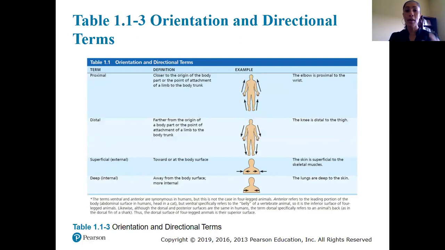Distal is just the opposite. Distal is referring to a body part that is further away from the attachment point toward the body trunk. So the example that the book gives you is the knee is blank to the thigh. So think of the knee and then your thigh. The knee is going to be distal to the thigh because the thigh is closer to that attachment point of your body trunk. The thigh is closer to the hip. The knee is further away. So the knee is distal to the thigh.